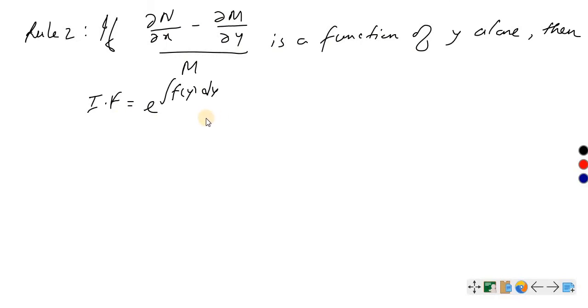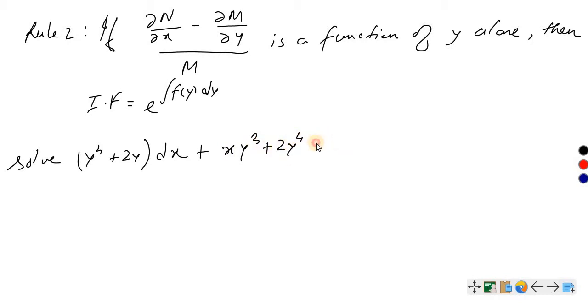So let us try to understand this again with the help of some example. Say we have the question: solve (y to the power 4 plus 2y) dx plus (xy cube plus 2y to the power 4 minus 4x) dy is equal to 0.